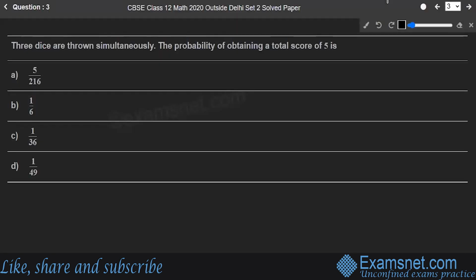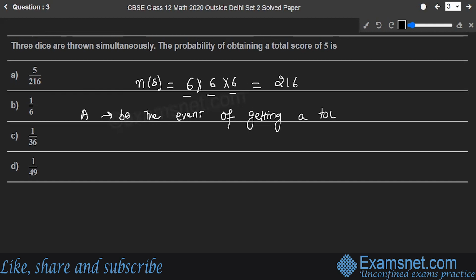Question number 3, 3 dice are thrown simultaneously. You have to find the probability of obtaining a total score of 5 in that. See, when the 3 dice are thrown, in this case, the total sample space, the number of the sample space will be 6 for the first dice, into 6 for the second dice, into 6 for the third dice. That's equal to 216. Now, let A be the event of getting a total of 5.